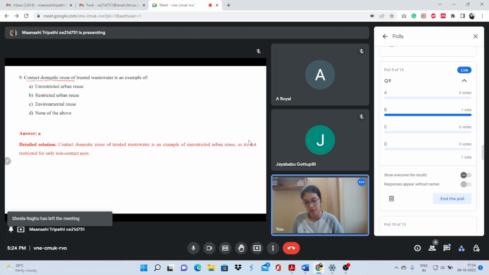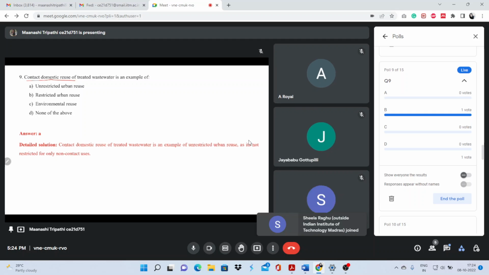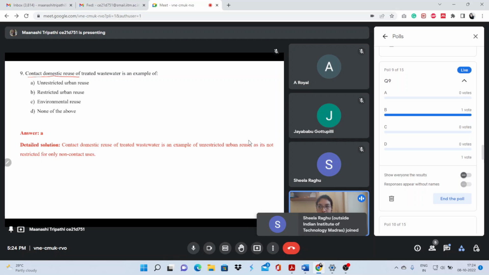So the answer is A, because we are allowing contact with our body to this water, so it is not restricted. Restricted will be when we are not allowing any contact. For example, flush that we have seen in a previous question. When we are using this water only in flushing, then that is restricted because contact is not allowed. But here the question is asking contact is allowed. Okay, so that is why unrestricted urban reuse.